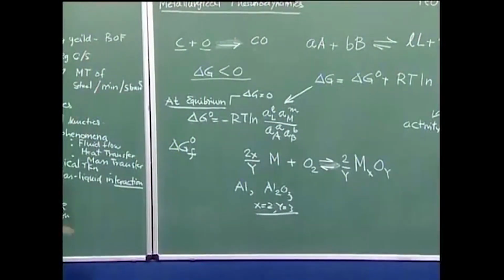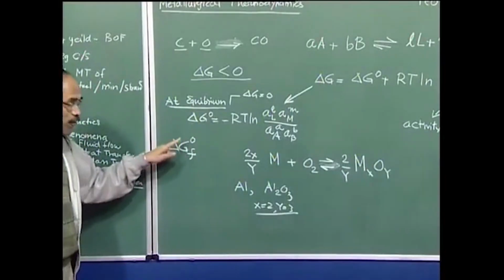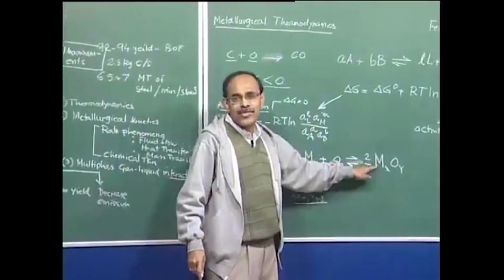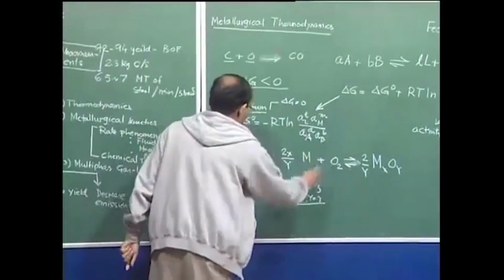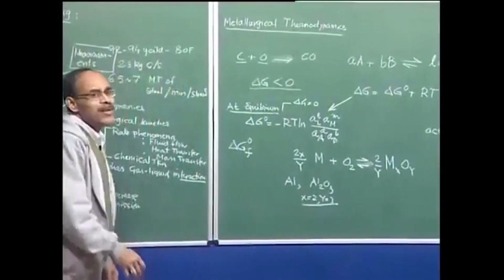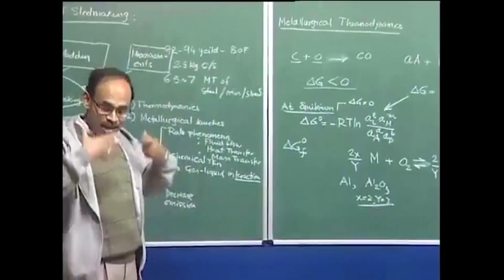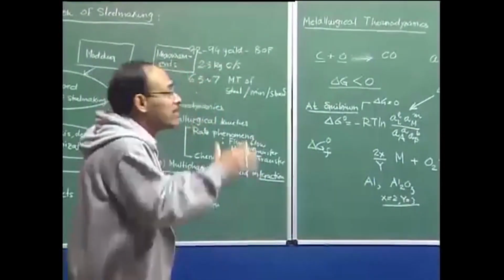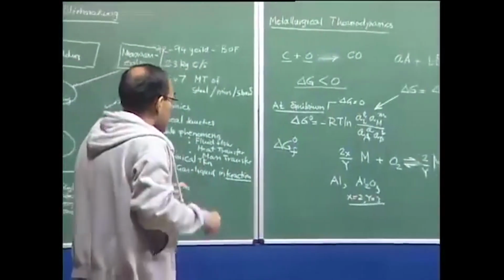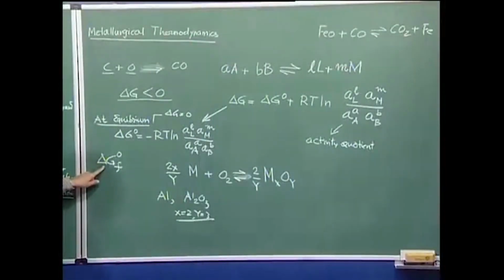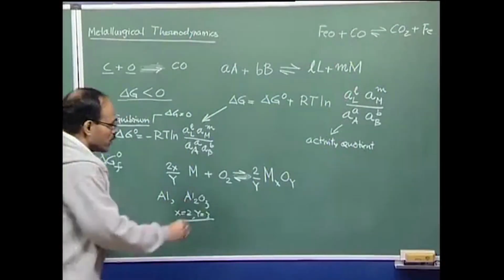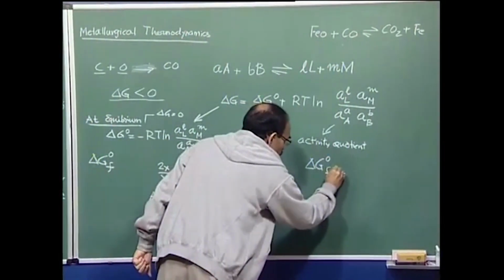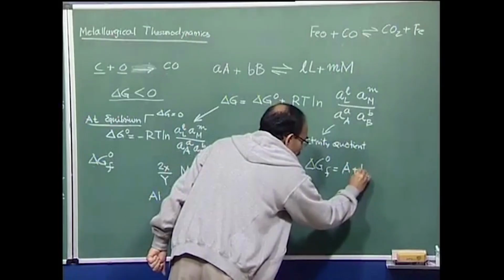Now, the standard free energy of formation, with standard state meaning the metal is in the pure state and the oxide is in the pure state, as a function of oxygen partial pressure, has been measured by various investigators, and for our convenience, so that we can carry out thermodynamic calculations very easily, these have been tabulated. In the Ellingham diagram, one assumes that delta G naught of formation can be represented in terms of A and BT.